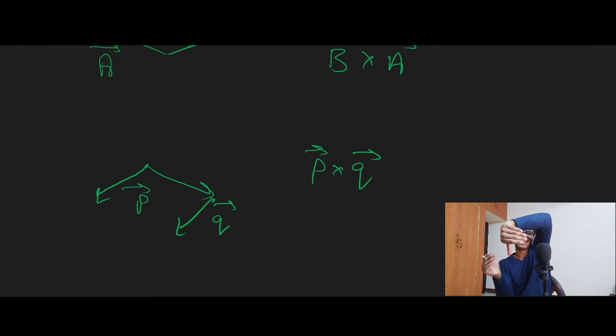Right, this is going to be your P. I'm not flexible. This is going to be your P. And now you're curling towards Q, so your resultant is downwards. Now, if you're supposed to do Q cross P, then of course, through basic logic, you can say it's going to be upwards. They're going to be in opposite directions.